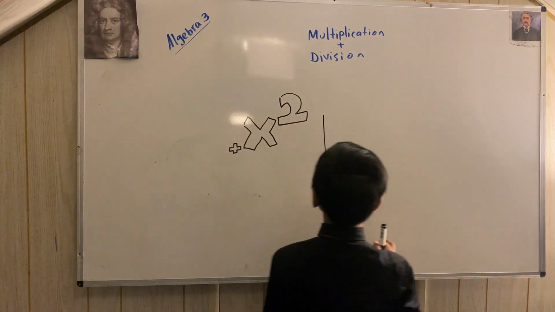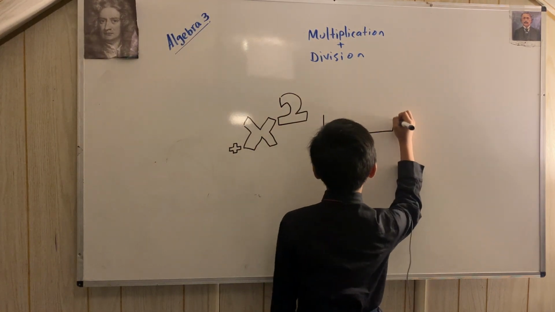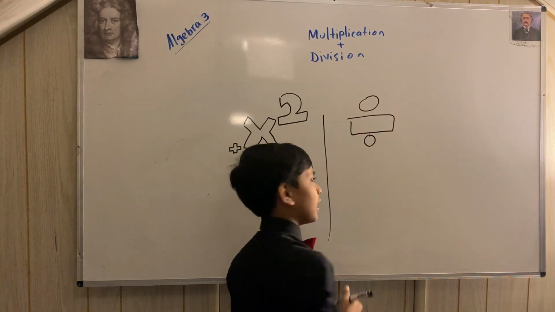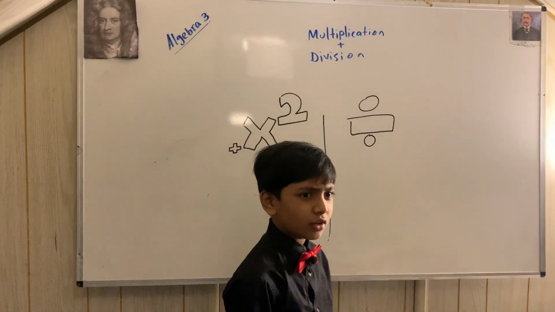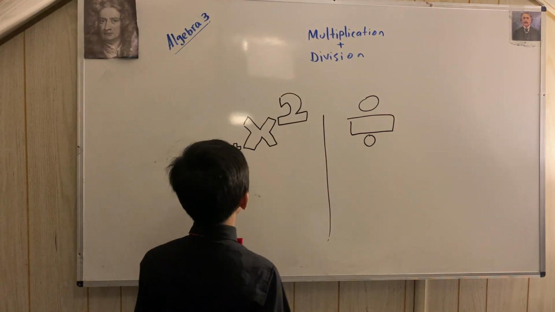Now, there's also division. Who is really just itself. Doesn't have any bigger or smaller relatives.